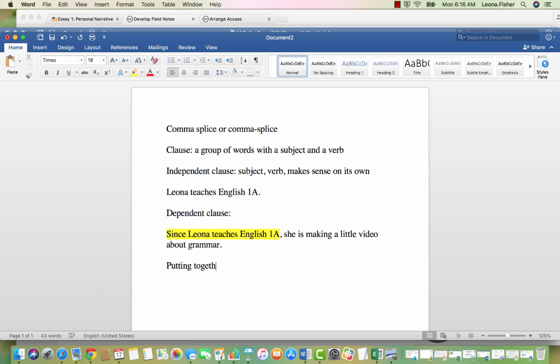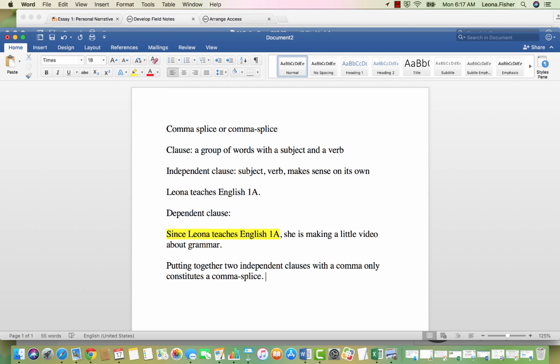Putting together two independent clauses with a comma only constitutes a comma splice. Now you might say, hey, but in publishing sometimes I see this. I see an author taking some creative license and putting together two independent clauses with only a comma. And I see it too.